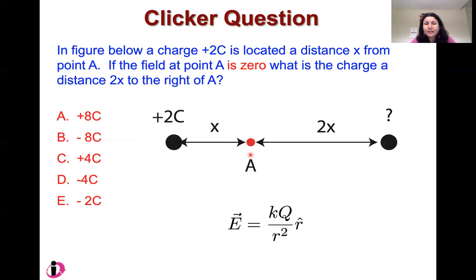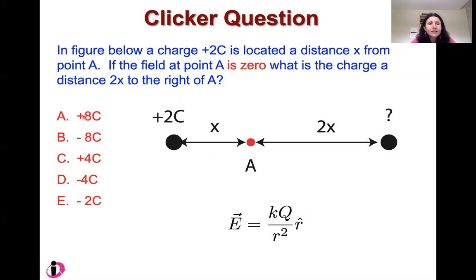So the electric field due to the known charge has to point to the right, which means the only way that we can have an electric field that cancels to 0 is if the other electric field points to the left. How can we have an electric field point to the left due to this charge? That charge has to be positive. Why positive? Because the field has to point away from it. So that eliminates all the negative answers.